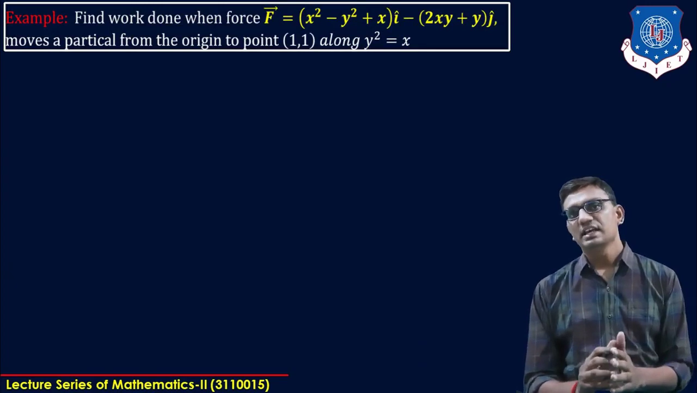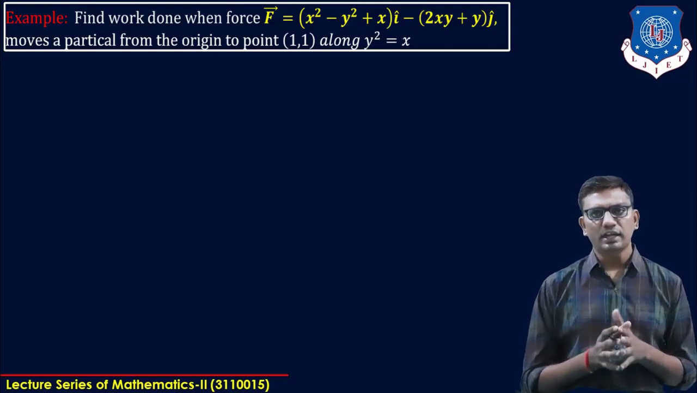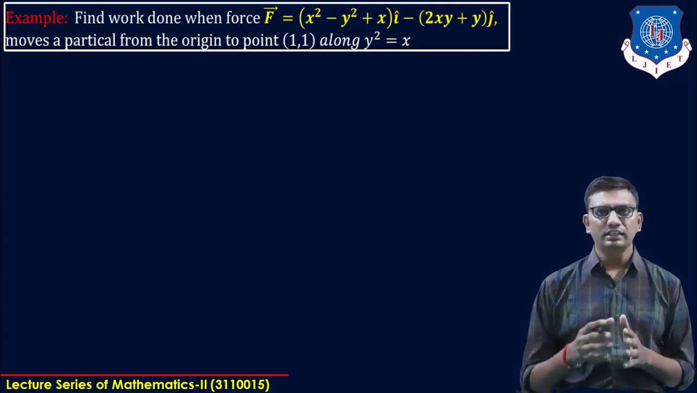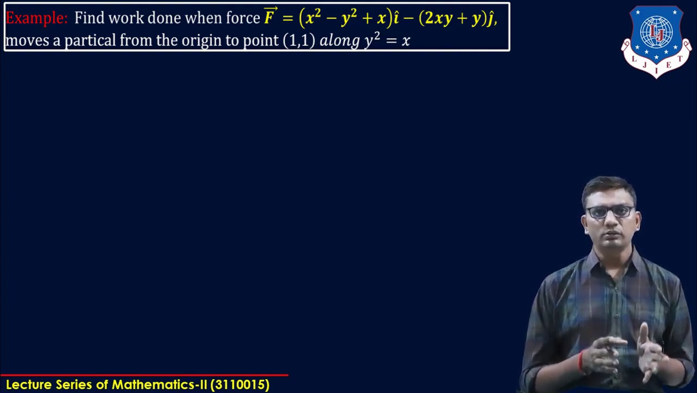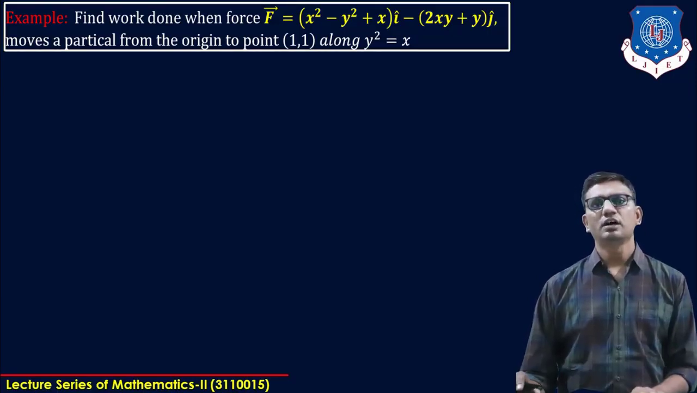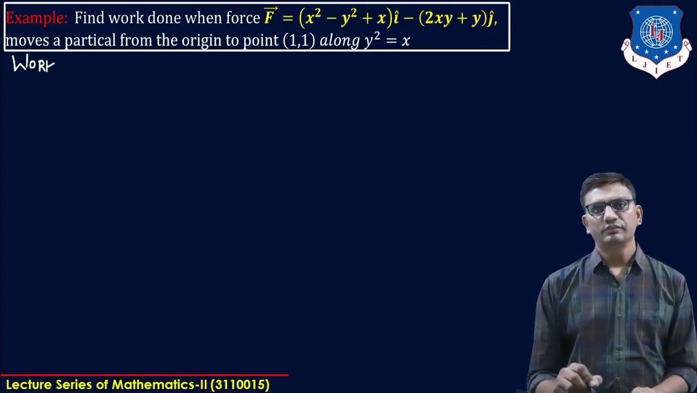Here f bar is given by x square minus y square plus x i caret minus 2xy plus y j caret, and a particle moves along the curve y square equal to x from point origin to 1 1. That means it is moving along the curve parabola x equal to y square from 0 0 to 1 1. Let us see how to find the work done by given force, where force is x square minus y square plus x i caret minus 2xy plus y j caret.